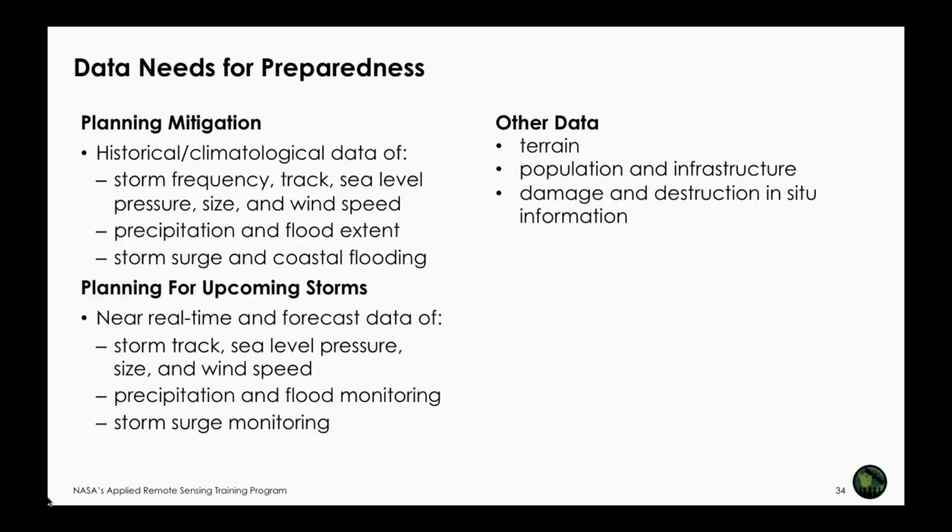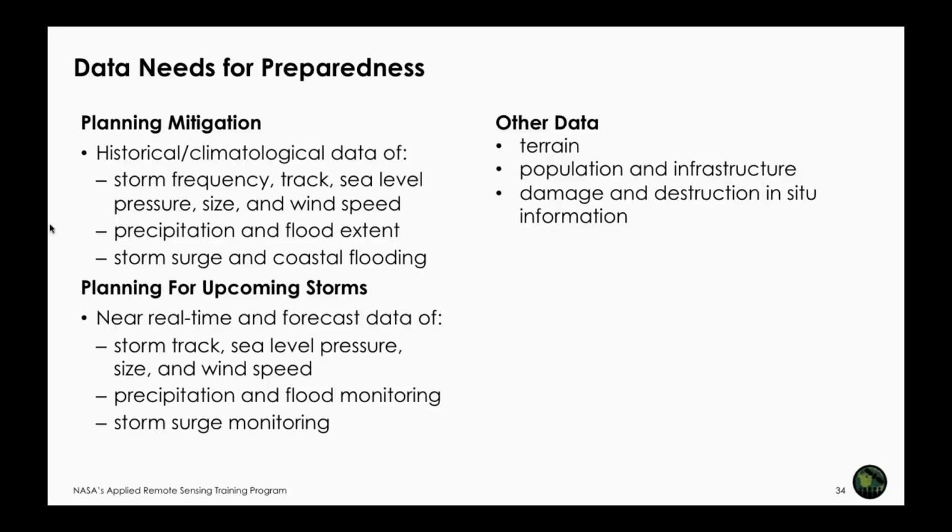So we talked so far about preparedness for tropical storms. We talked about planning mitigation and then planning for an upcoming storm in, say, the next 24 to 48 hours. So what kind of data would we need to prepare for these storms? It's listed here, as you can see, for planning mitigation. So this is a long-term plan, preparedness a year ahead or 2 years ahead.